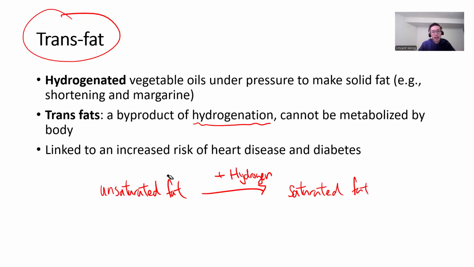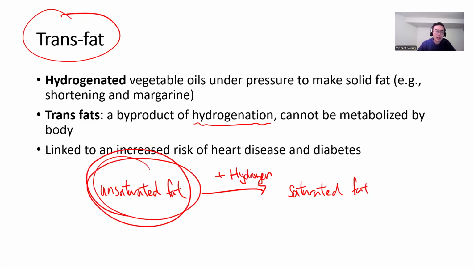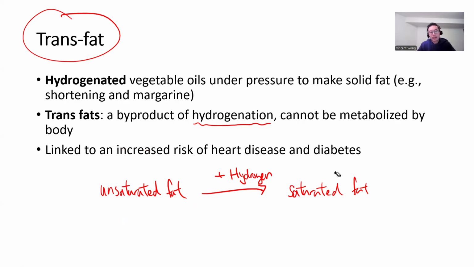So the concept is that if we start with a healthier fat, it's better than just spreading butter directly onto your toast, right? But the problem is that this process generates a byproduct, which is trans fat. And trans fat cannot be metabolized by the body. You don't have the enzyme to break it down, so it just accumulates in the body. And it's really bad, trans fat. It increases the risk of heart disease, diabetes and obesity significantly if it's regularly consumed.